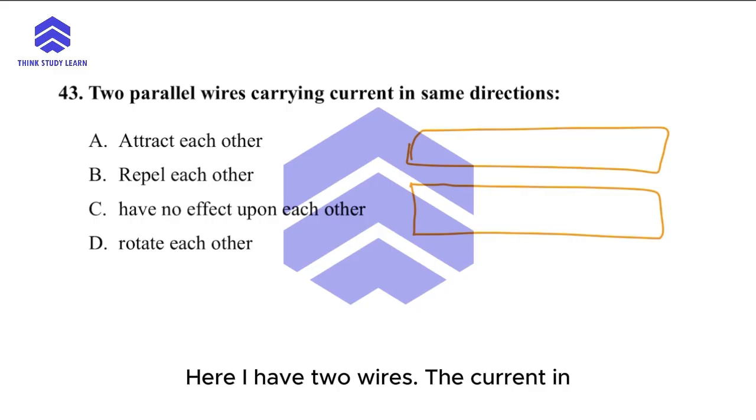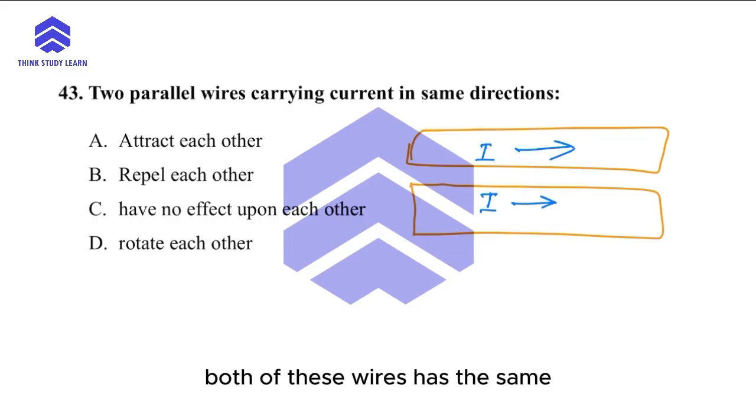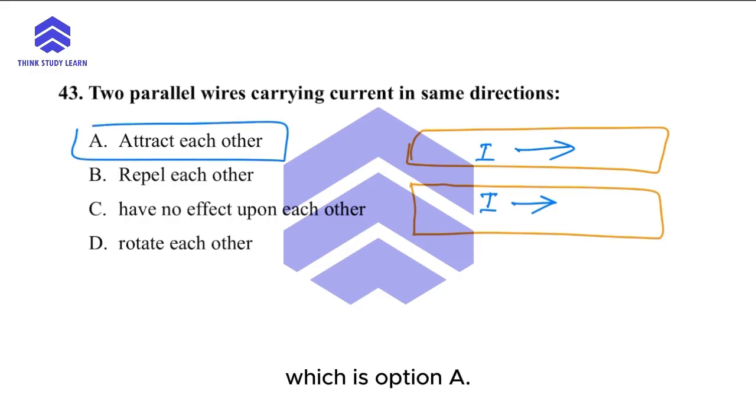Here I have two wires. The current in both of these wires has the same direction. Now, both of these wires will have a magnetic field of their own, and they both will be present in the magnetic field generated by the other wire. Hence, they will attract each other, which is option A.